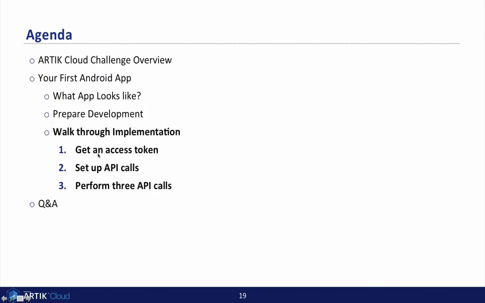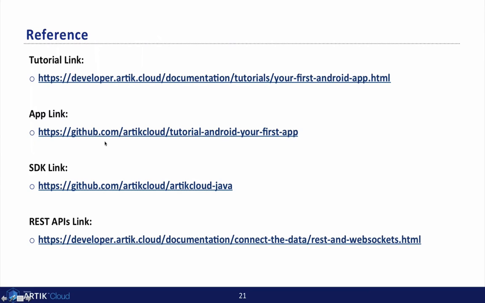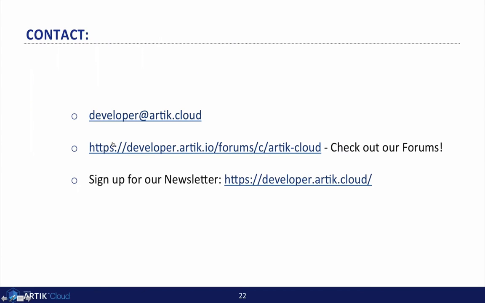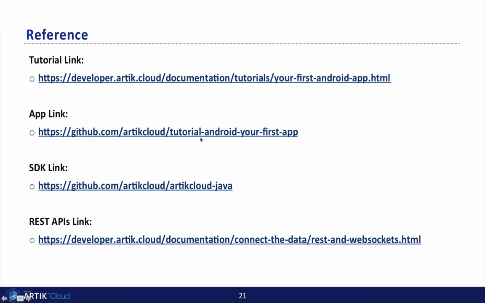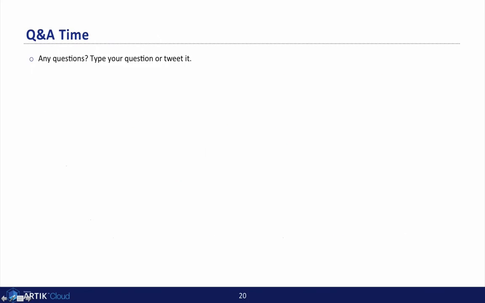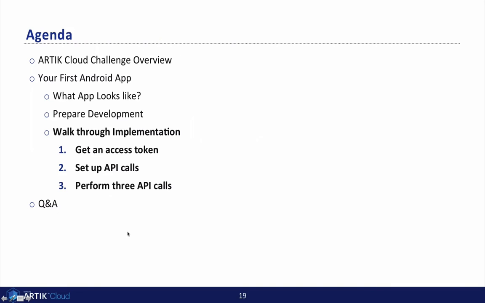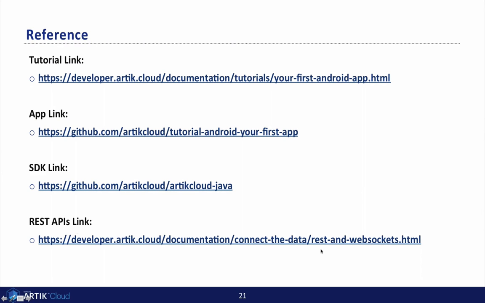And so the application's source code is hosted at GitHub, on the Arcticloud tutorial Android, your first app. We also have the Android SDK. It's linked to Android SDK, and we believe that this documentation, how to use the REST API to interact with Arcticloud, is also important. So we listed it under our documentation: connect the data, REST, and the web sockets.